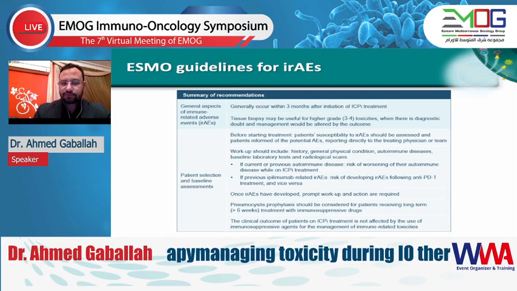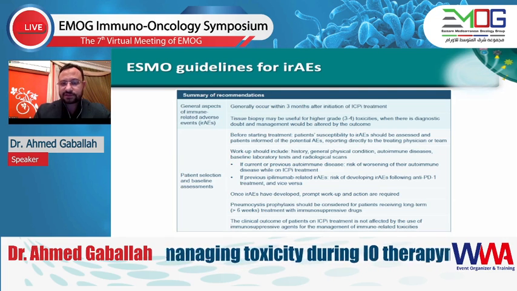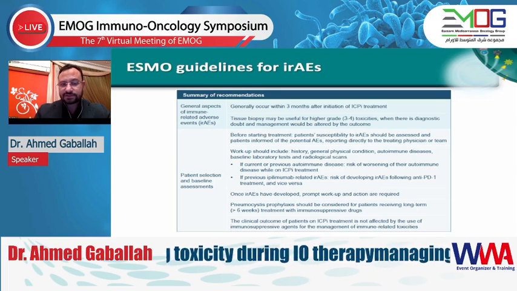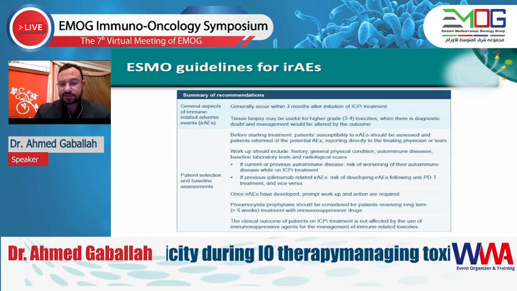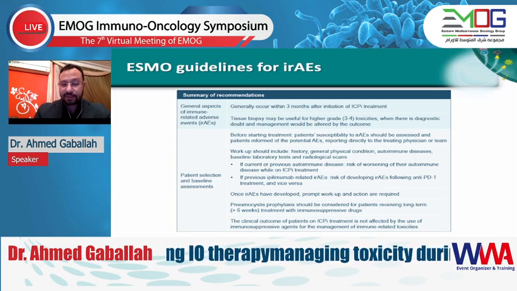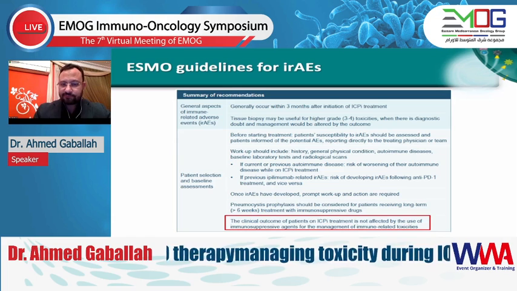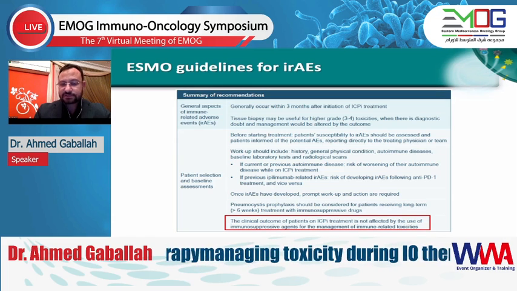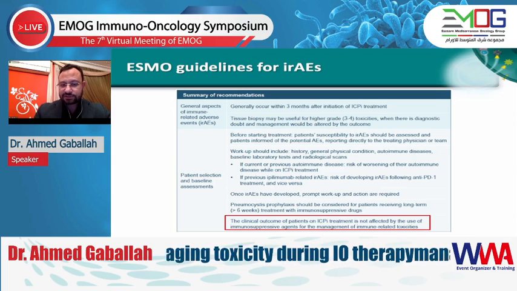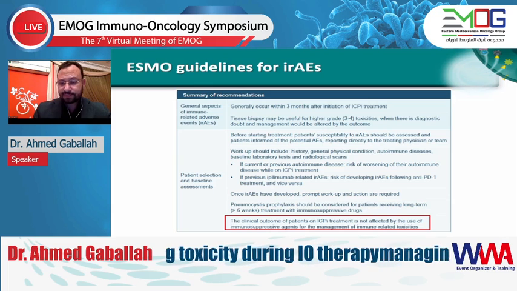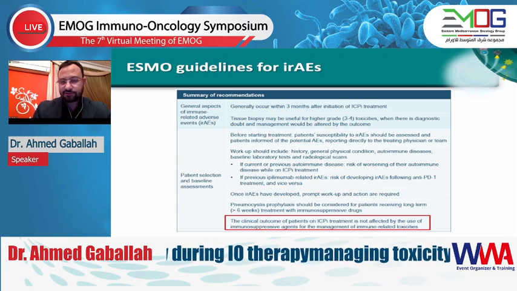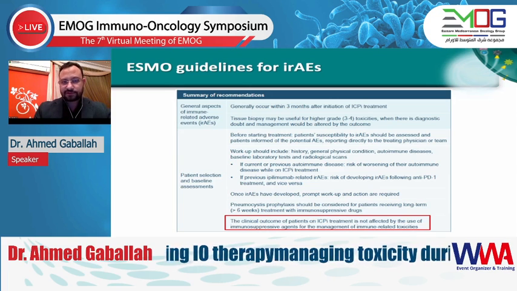Also, some important points: if the patient developed an immune-related adverse event and will be exposed to immunosuppressant or corticosteroid treatment for more than 6 weeks, take care that the patient may get pneumocystis. So we should give him prophylaxis against pneumocystis during the therapy. This important statement came from the ESMO. They said that the clinical outcome of patients on immunotherapy is not affected by the use of immunosuppressive agents for the management of immune-related toxicities. So during the management of immune-related toxicities, the survival and the efficacy of the immunotherapy will not be affected.